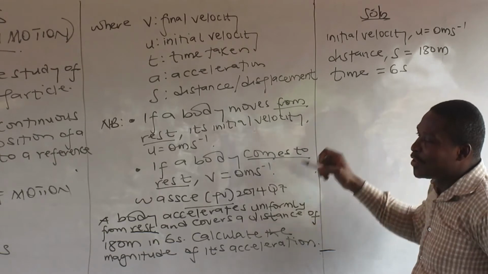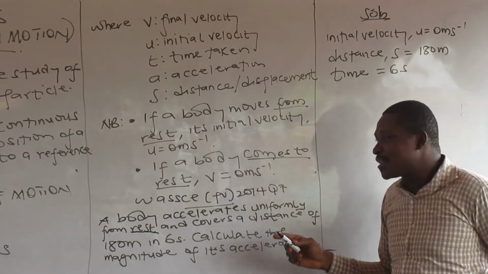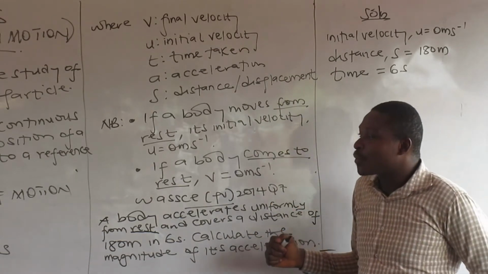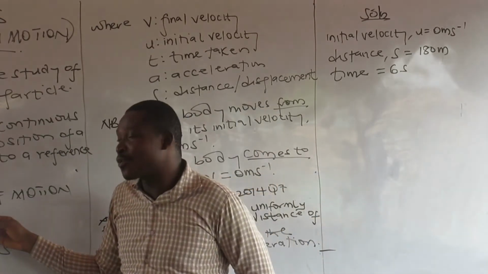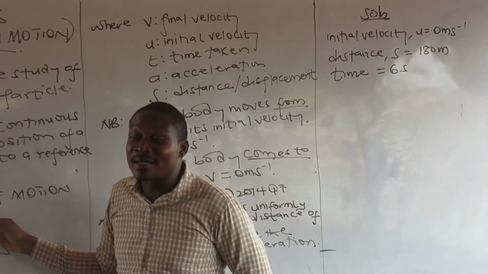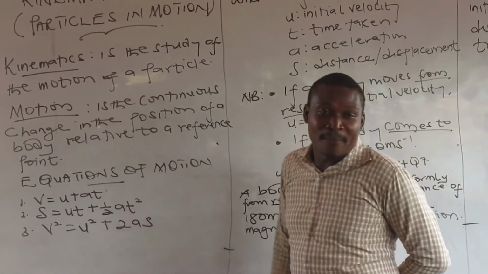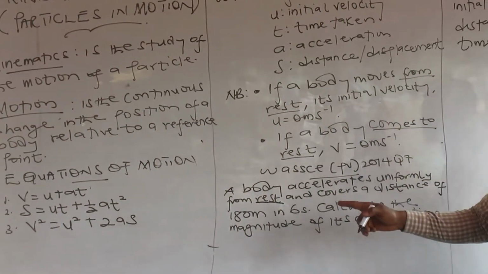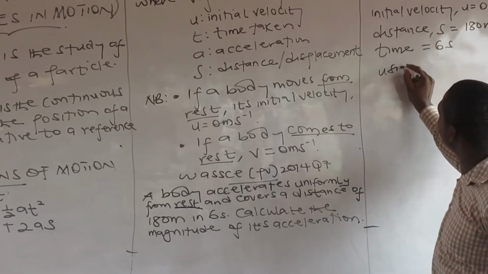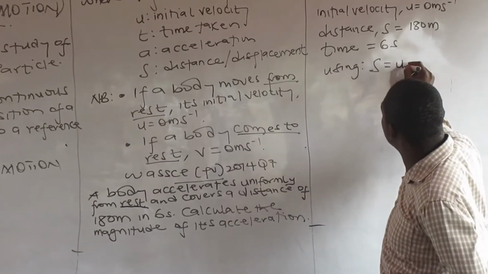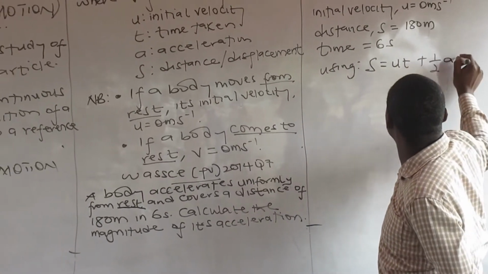Then you ask yourself, which kind of equation of motion will I use? I have U, I have S, I have T. I'm tempted to believe I'll use one, but it's not going to work because I have no S there. Another one has S, but there's no T. The best equation of motion to use is the second one, S equals UT plus half AT squared.